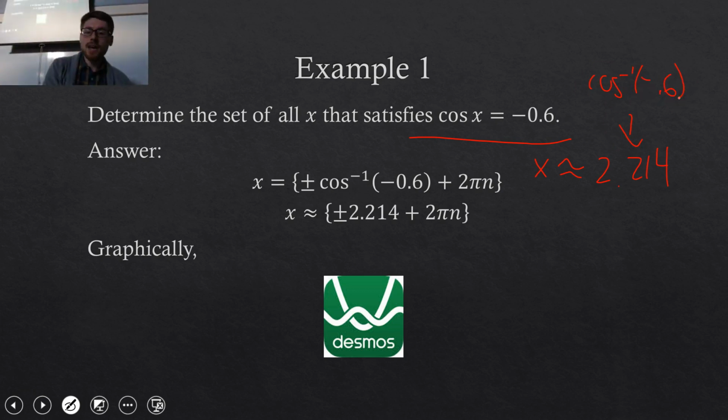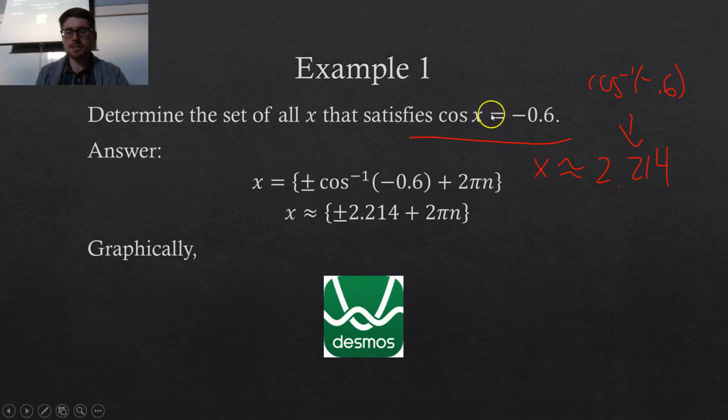Then you have the negative of that, because remember we get two answers popping out. These answers would be in quadrant 2 and quadrant 3. Quadrant 2 and 3 would be where these answers are. And then we can just add any multiple of 2 pi onto those. Again, graphically, we would sketch this function cosine. We would look at cosine, and we would plot the line y equals negative 0.6 and look for where they intersect.